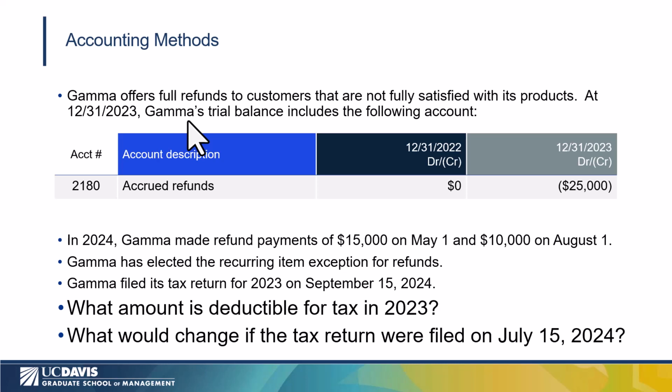Okay, what would change if the tax return were instead filed on July 15? Well, if the tax return were filed on July 15, then that payment on August 1st is no longer eligible for the recurring item exception. And so as a result, for tax purposes, I would only be able to accrue and deduct $15,000 because that's the payment that was made prior to the earlier of 8.5 months or the filing of the tax return.